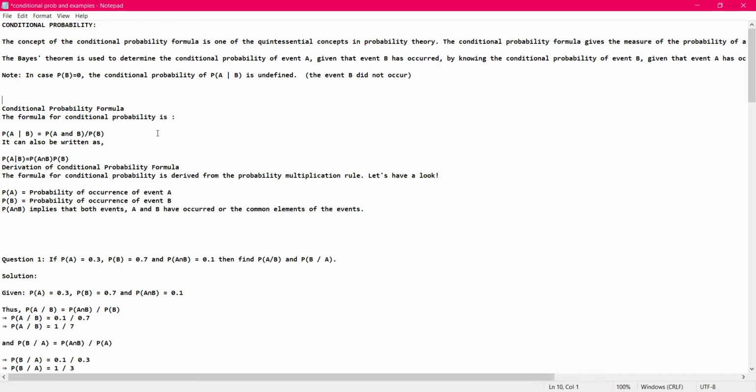Now we will see the formula of the conditional probability. The conditional probability formula is P of A given B equals P of A intersection B, that is P of A and B, divided by P of B. So this is the formula for the conditional probability. What is P of A given B? It is the probability of A, given that event B is already known.